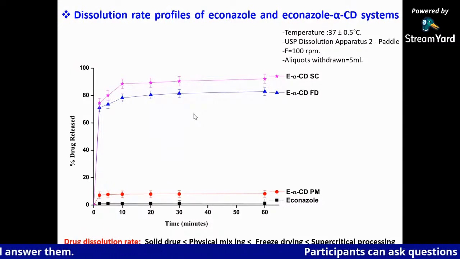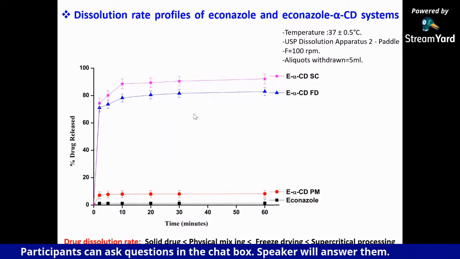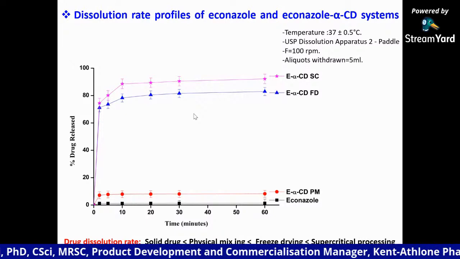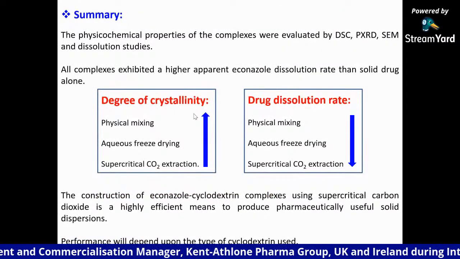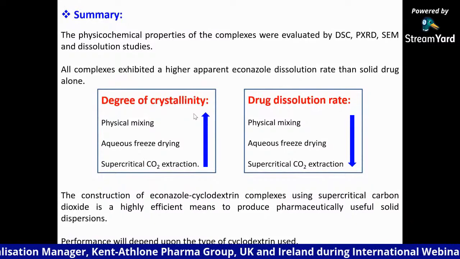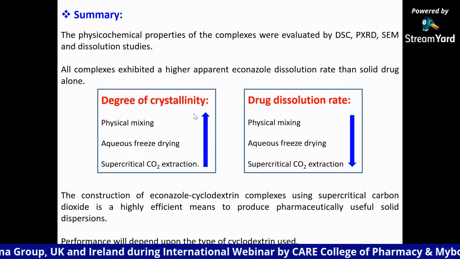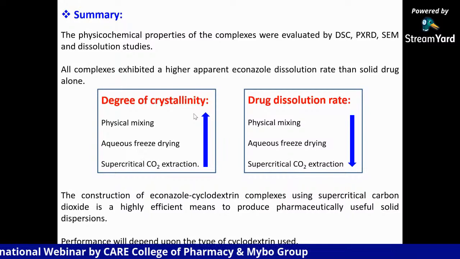And we can see that the solid drug had lesser dissolution when compared to the physical mixture, which was lesser than the freeze-dried, and finally lesser than the supercritical carbon dioxide processed product. I'm coming to the summary. The physicochemical properties of the complexes, as mentioned, were evaluated by differential scanning calorimetry, powder X-ray diffractometry, scanning electron microscopy, and dissolution studies.